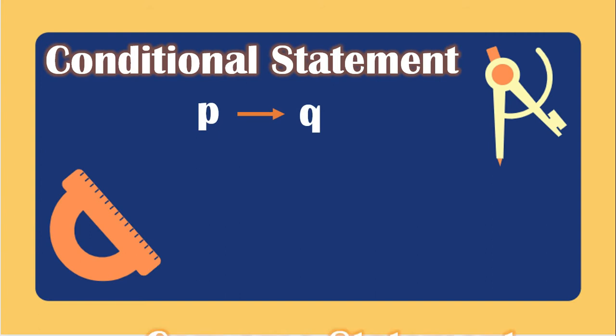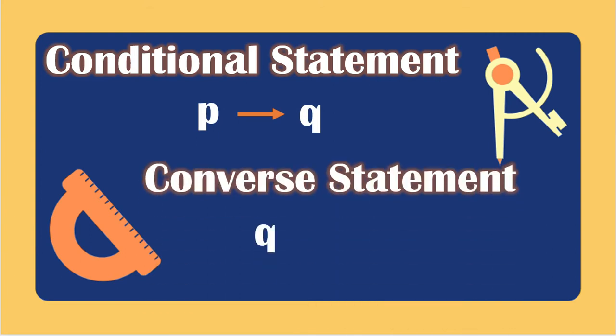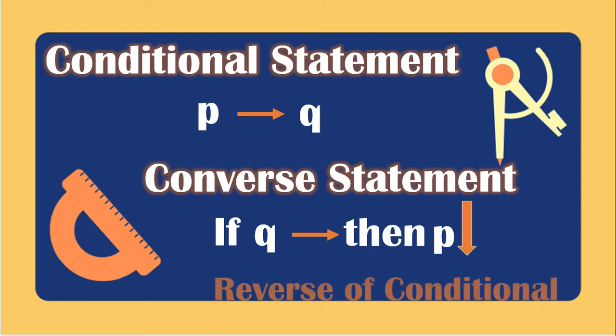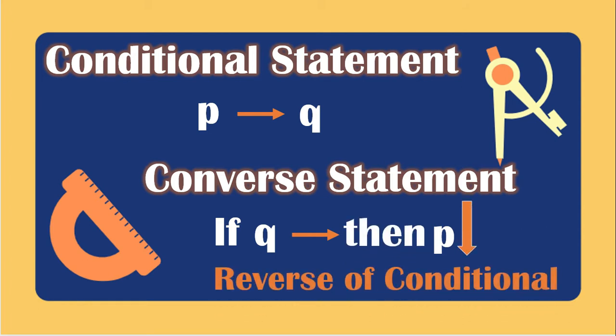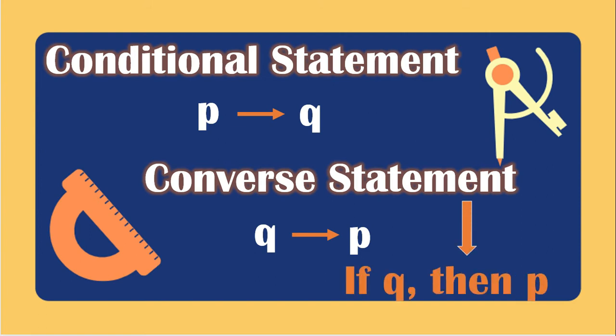While for the converse statement, the Q, which is the conclusion, will be placed in the if part, and it implies P, which is the hypothesis, in the then part. This is a reverse of the conditional. It means if Q, then P.